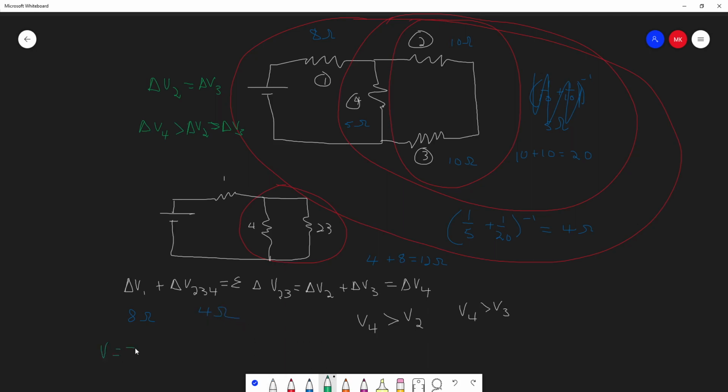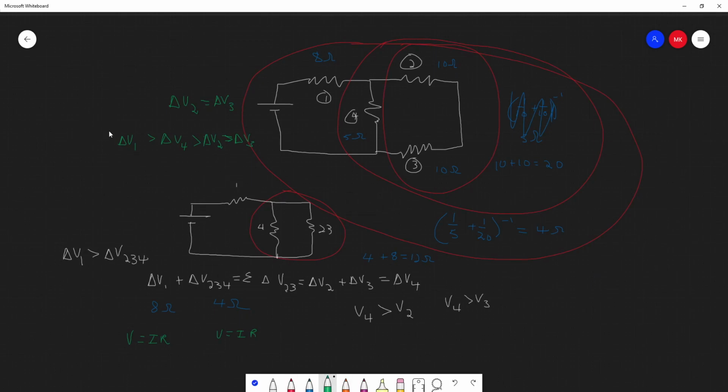We know that V equals IR. These are in series, so they have the same current going through them. But R234 has a smaller resistance. Since resistance is directly proportional to voltage, we get that V1 is greater than V234. And we said V234 is the combination of all of these resistors. So V1 has to be the greatest voltage drop. So here are our voltage drops, and that is our ranking, as the problem asks.